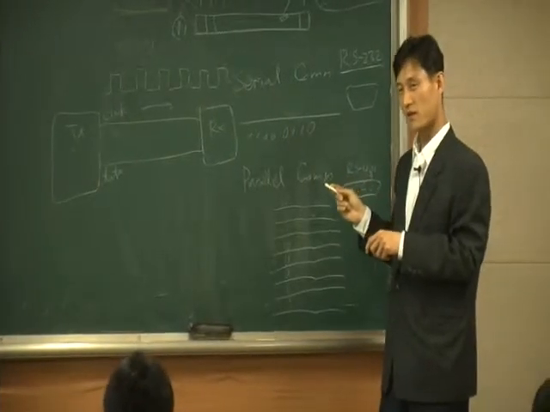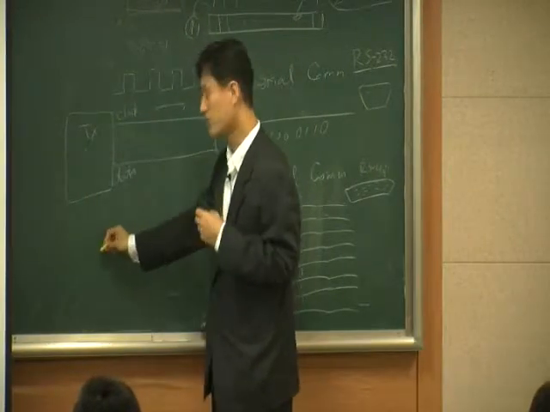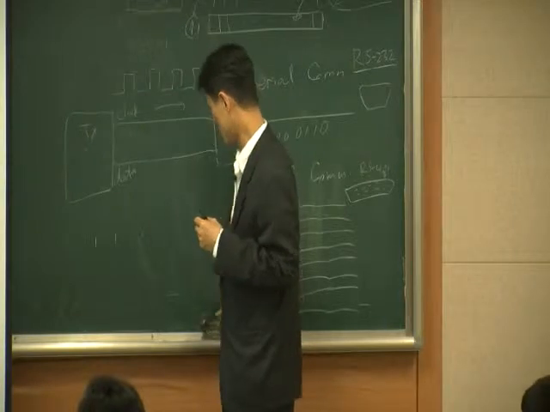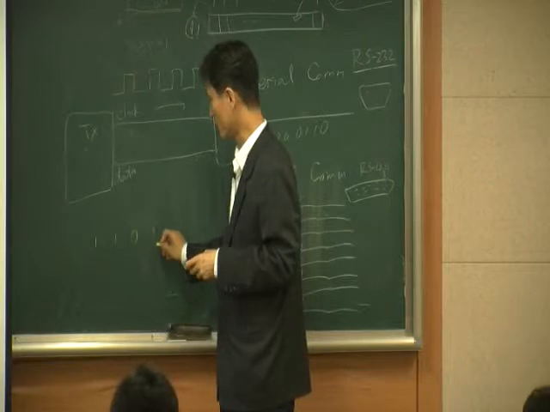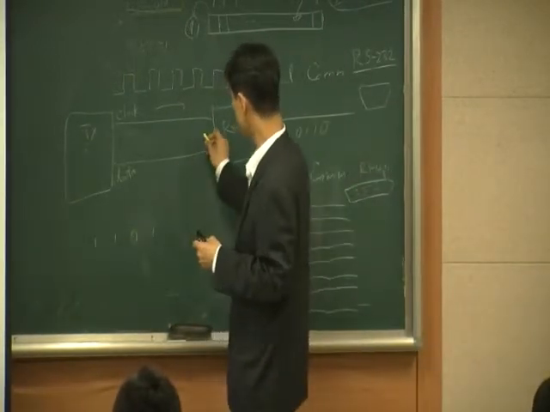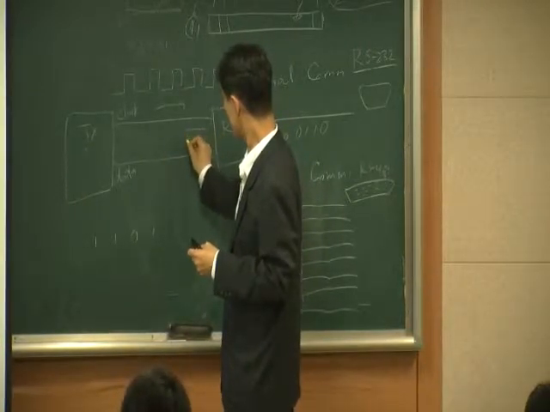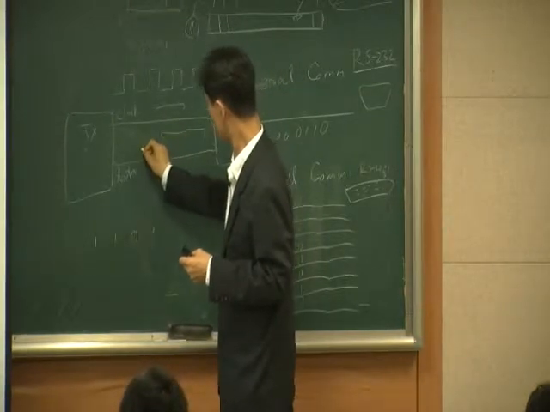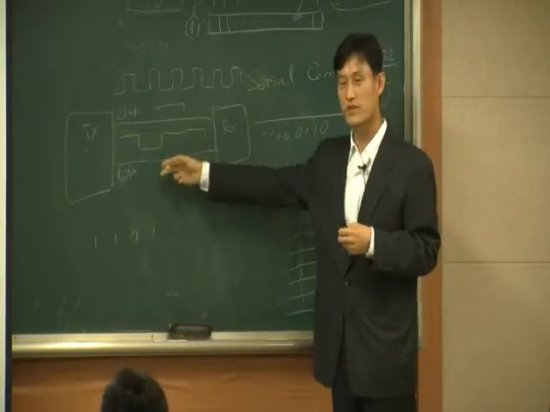For the data pin, now you are transmitting data. Let's say I want to transmit 1, 1, 0, 1. In that case, how I do it is that I make it 1, 1, 0, 1. That's what I'm going to transmit over this pin.